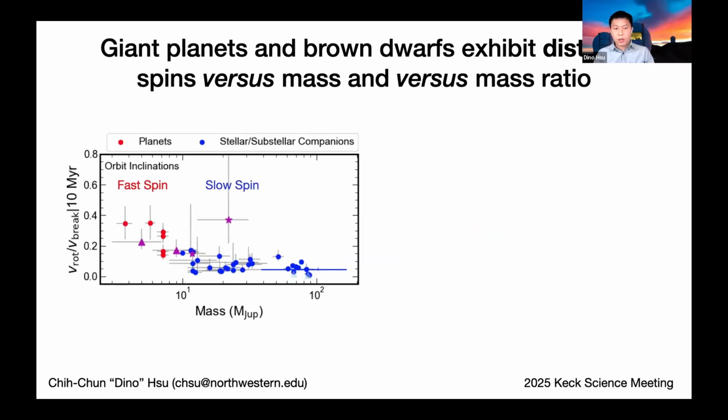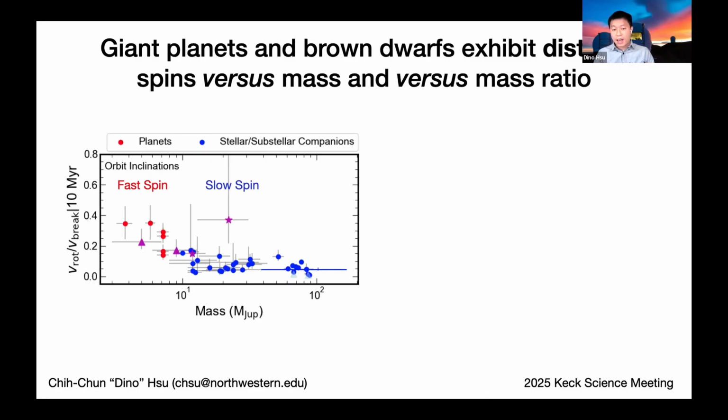And here is our result. We look at these normalized spins, the fractions of breakup speed, as a function of mass at 10 million years. We see the red bona fide planets are showing fast rotation compared to the brown dwarf companions shown in blue as a slower population. And the transitional objects are kind of scattered in between in the mass space.